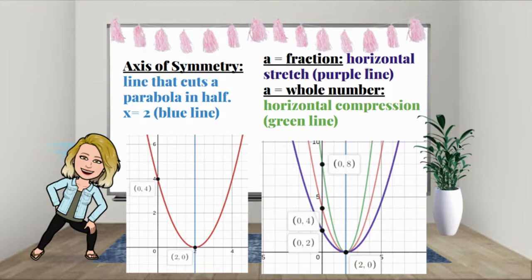On our other graph here, we have 3 different parabolas. So the red parabola is the initial that we started with. The purple is a horizontal stretch, and this is when our a value equals a fraction. So if that number out in front is a fraction, we have a horizontal stretch. If a is a whole number, we have a horizontal compression, or it squeezes together. And that's what you can see on the green line.